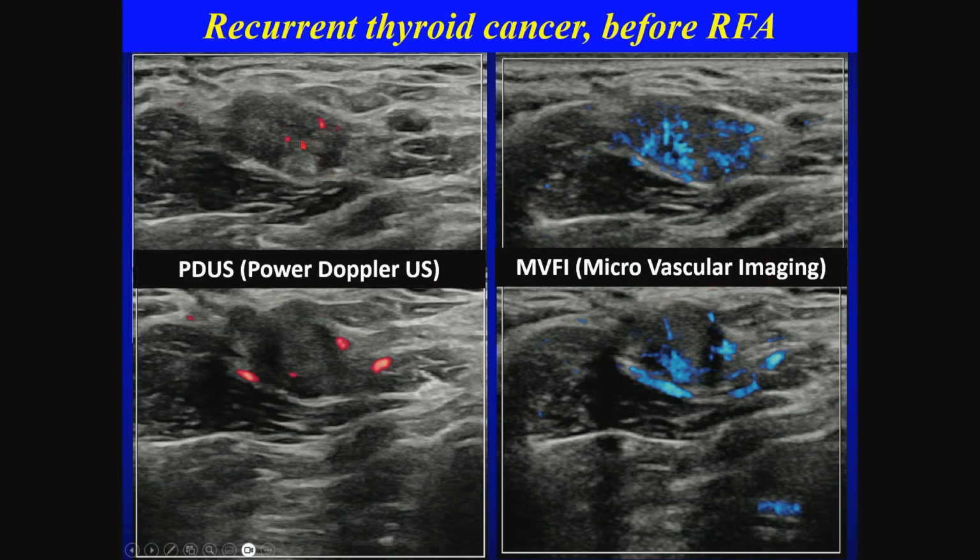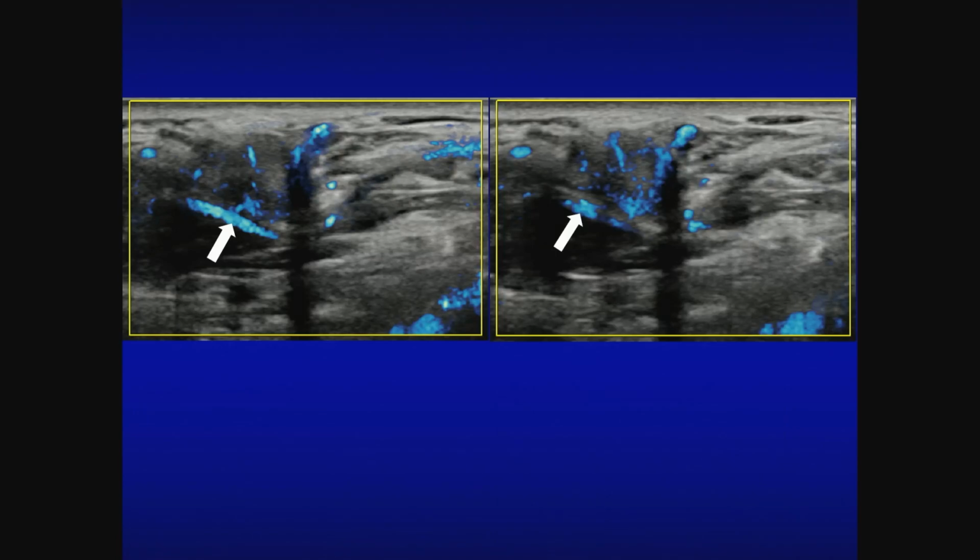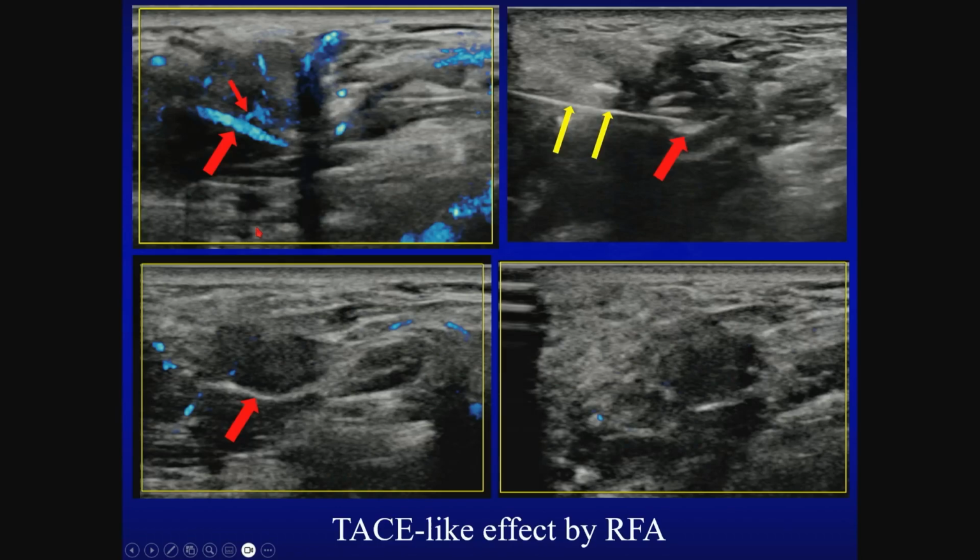Power Doppler shows scanty vascularity, but microvascular flow imaging shows abundant intratumoral vessels. In addition, we can see the feeding artery at the posterior aspect of the recurrent tumor. This one. At the beginning of thyroid RF ablation, we directly puncture this area. You can see, like this, and then ablate the feeding artery.